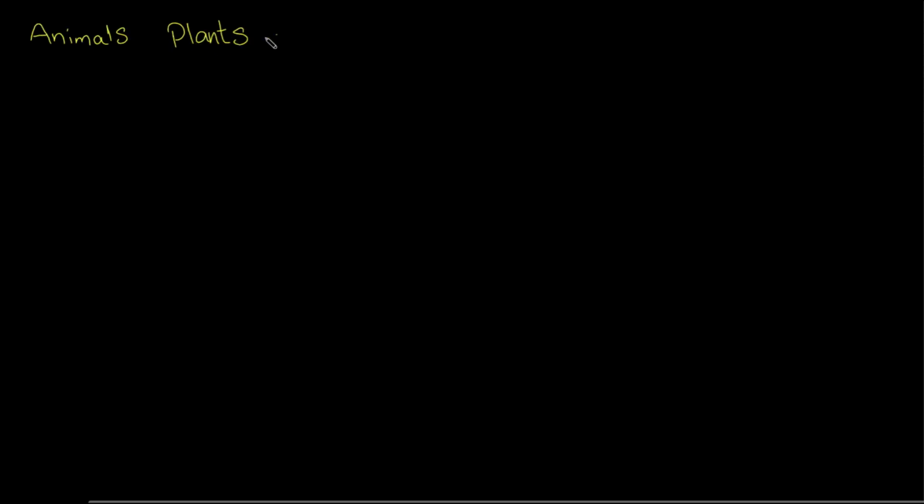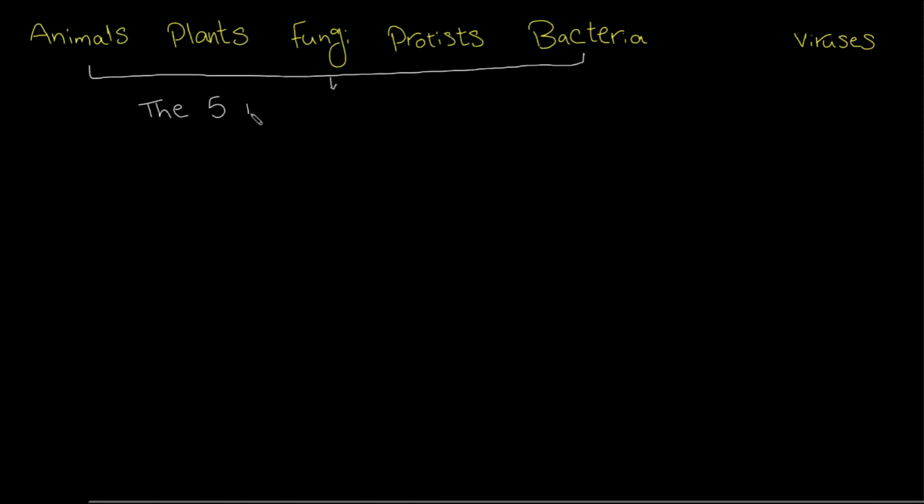Hello everyone, in this video we're gonna talk about the main characteristics and differences between animals, plants, fungi, protists, bacteria, and viruses. So before we get started, you should know that those are called the 5 kingdoms of life, and that's because they contain all the living organisms.